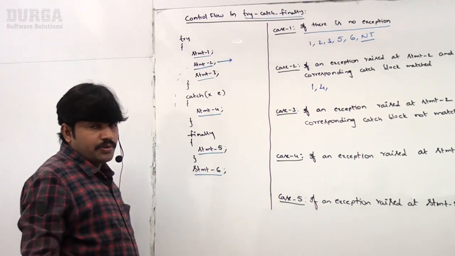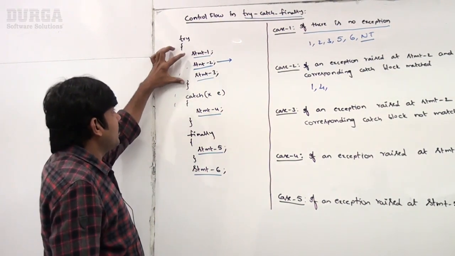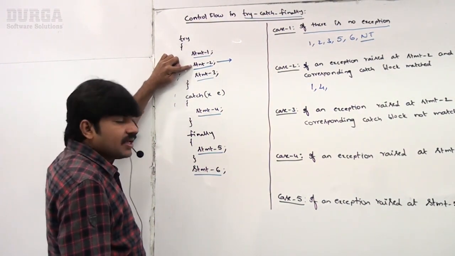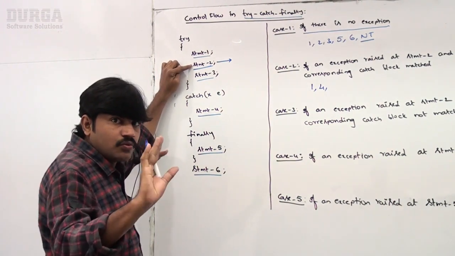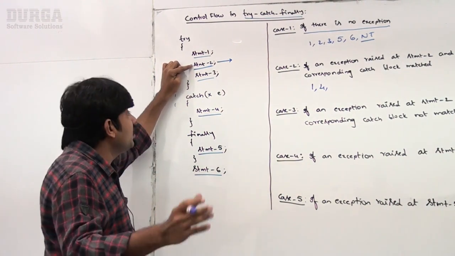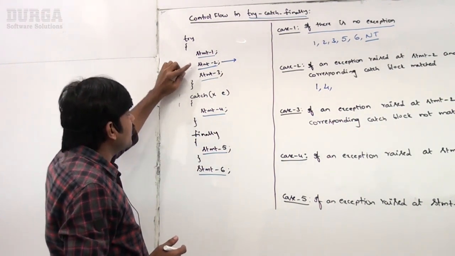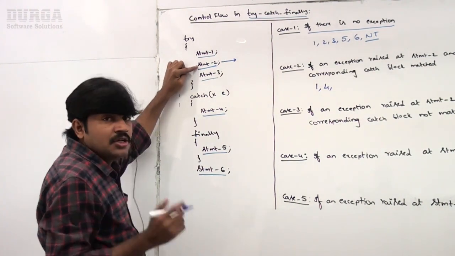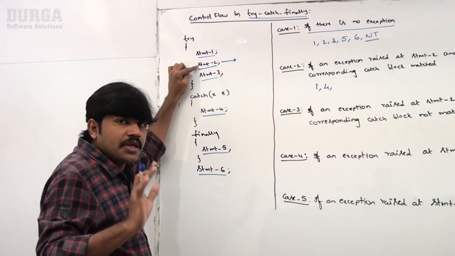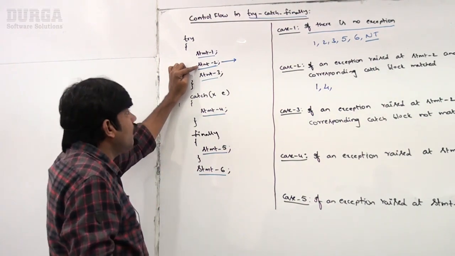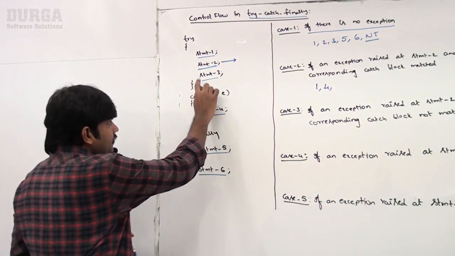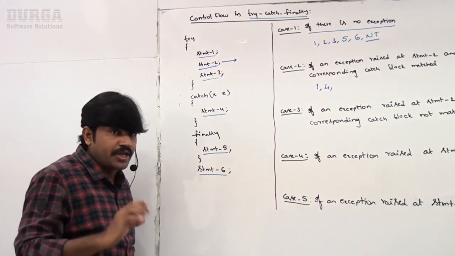Next, one more point you should be aware of. Within the try block, if an exception is raised anywhere, the rest of the try block won't be executed even though we handled that exception. That's why statement 3 won't be executed, right?